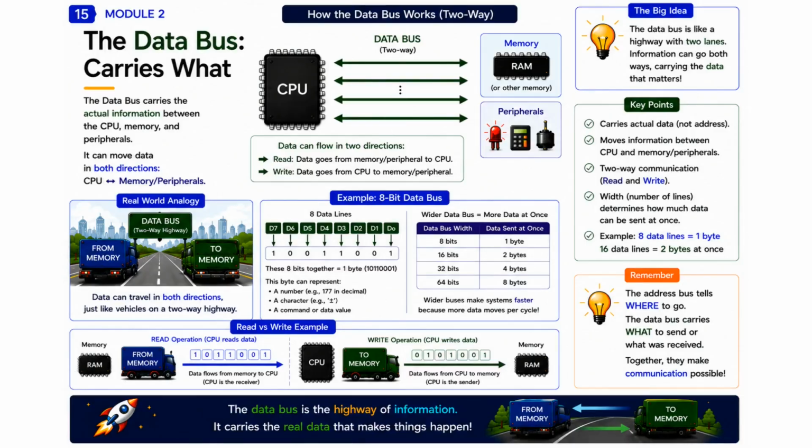For example, an 8-bit pattern such as 10111001 represents 1 byte of data. That byte could be a number, a letter, a command, or a sensor value. The important point is that the data bus carries the actual information that the system needs to work. So remember the difference. The address bus tells the system where to go. The data bus carries what needs to be sent or received. Together, they make communication inside the microcontroller possible. The data bus is truly the highway of information that keeps the entire system running.